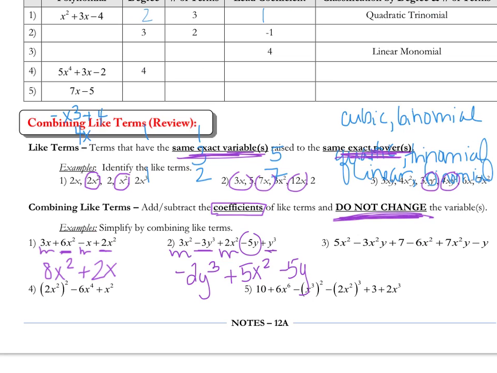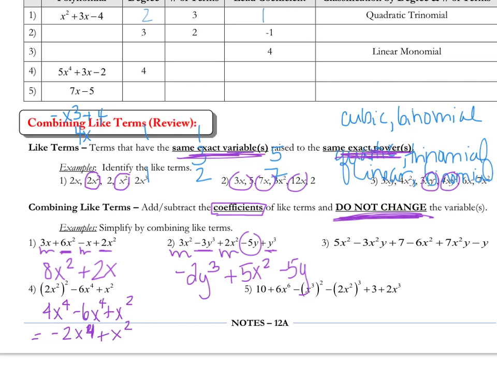Number 4 is a little bit different because notice that we have 2x to the second. Here we actually do have to apply our properties of exponents before we combine like terms. So this is 4x to the fourth minus 6x to the fourth plus x to the second. So that gives me negative 2x to the fourth plus x squared.